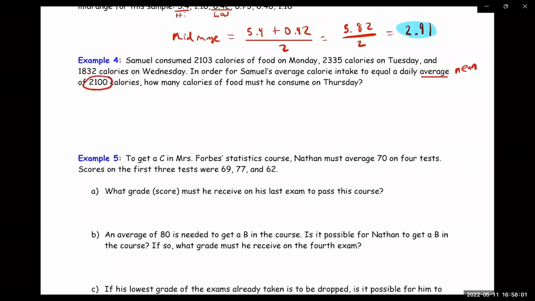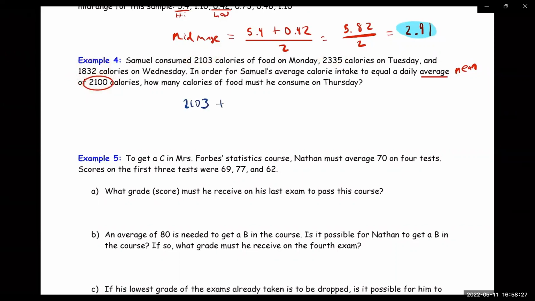So they want the average or the mean to be 2,100. So, in order for him to average 2,100 a day, you have to add up Monday, Tuesday, Wednesday, and Thursday, and then divide by 4 and make it equal to 2,100.